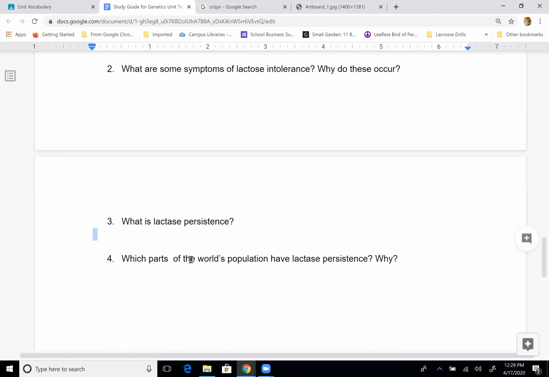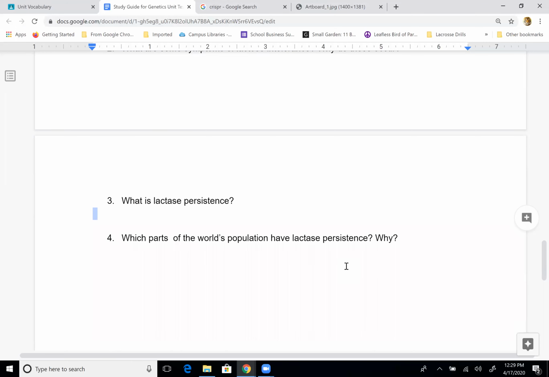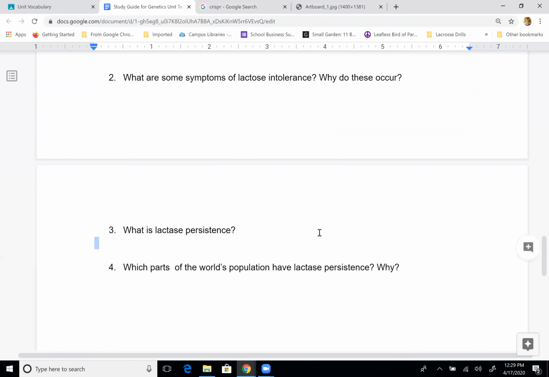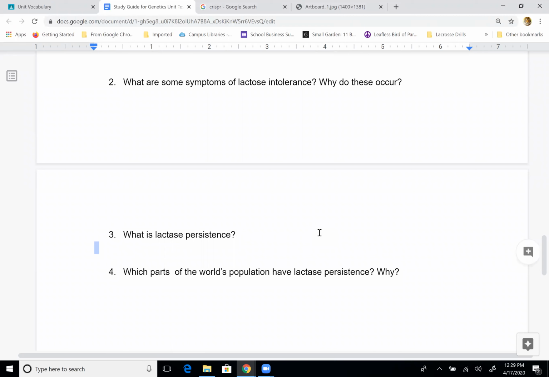Okay, and which parts of the world's population? This was in the Click and Learn. And I'm sure you can guess, the herders, the people who keep cattle for dairy purposes, have a prevalence of lactase persistent individuals. I encourage you to look over that Click and Learn and learn a little bit more. It's very interesting. It may be personal for some of you because maybe your family comes from those regions of the world.